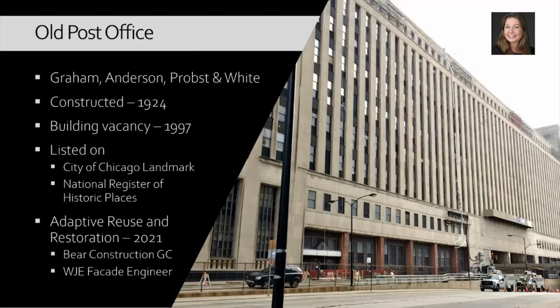And so the next project I want to go over is the old post office. This is a gigantic structure. It's been abandoned for, I think, 24 plus years. Constructed in 1924. This is limestone with steel elements and steel shelf angles in it. Again, this one happens to be a Chicago City landmark and on the National Register of Historic Places. The restoration occurred in 2021. The general contractor was Bear Construction with WJE as the facade engineers.